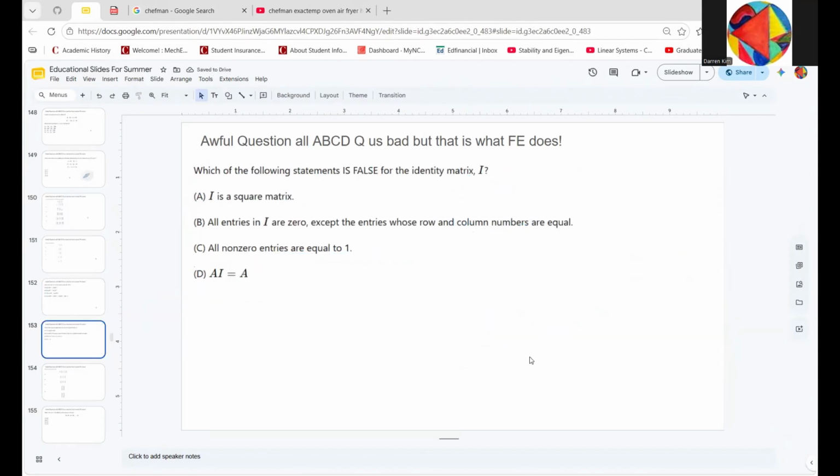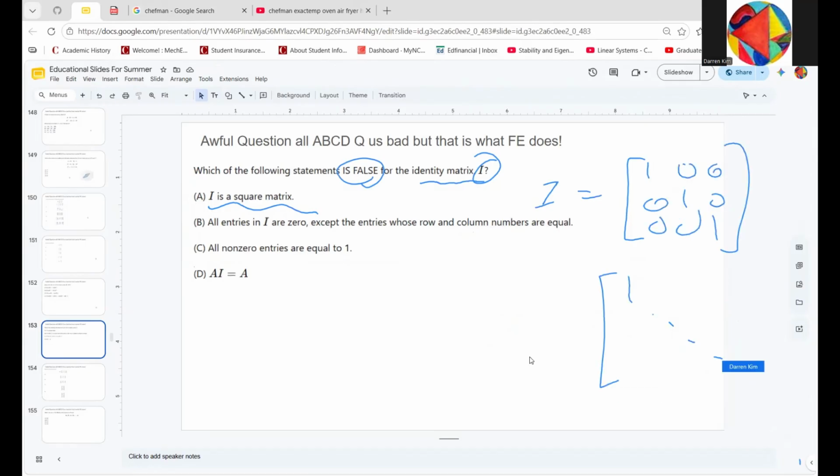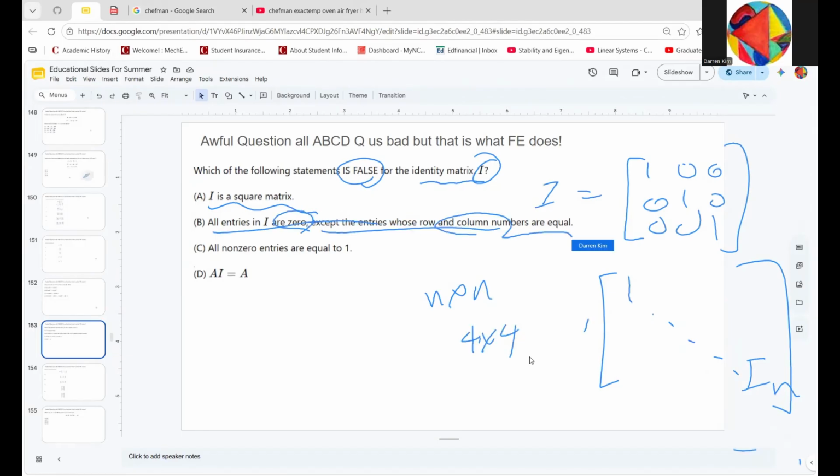Which of the following statements is false for the identity matrix? Identity square matrix, that is true. The identity matrix is n by n, so it could be 4 by 4, it could be 7 by 7. All entries are 0 except for entries where the row and column are equal. Yes, check, check. All entries are equal to 1, all non-zero. Yes, so this must not be true. Can someone explain to me why that's not true? Is the question now.